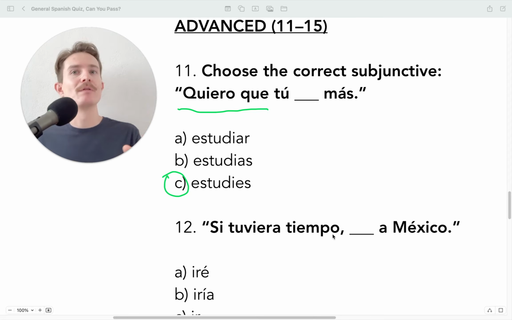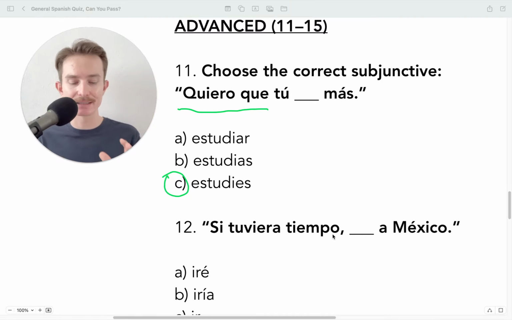So for example, if your doctor recommends that you take pills, it doesn't mean that you're actually going to do it. So if I said to you, mi doctor recomienda que yo tome más pastillas. My doctor recommends that I take more pills, for example. Just because he recommends that doesn't mean I'm actually going to do that.